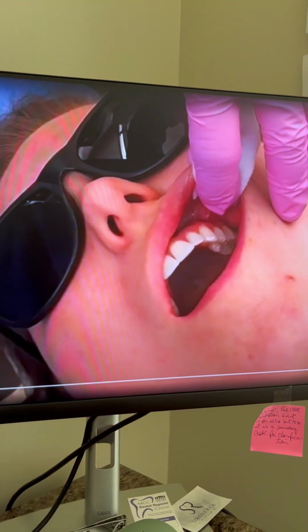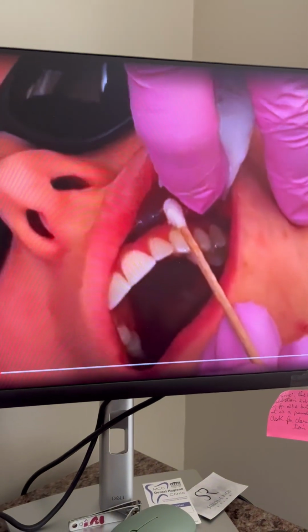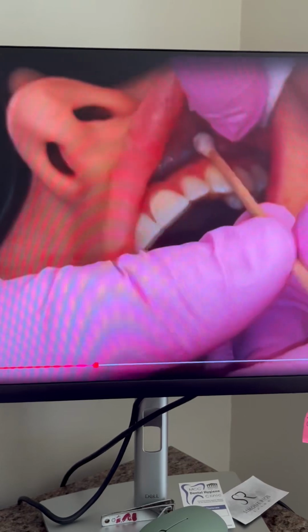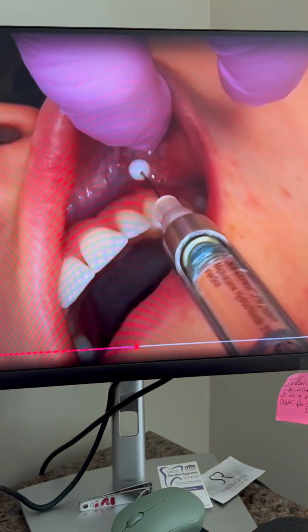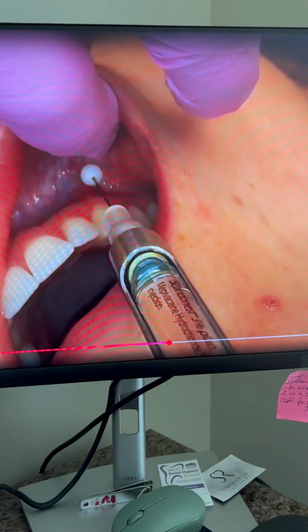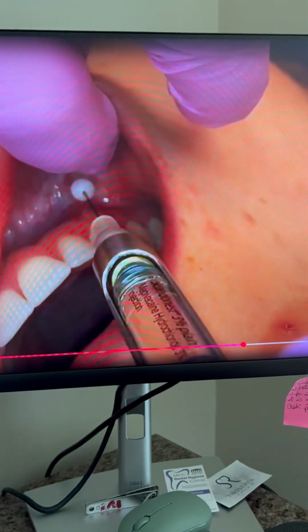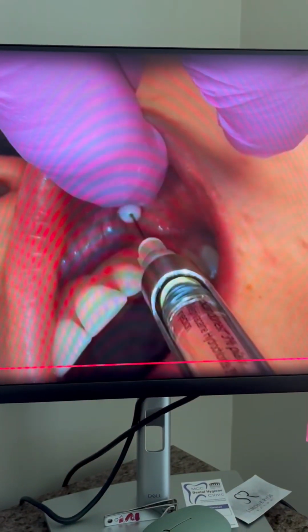When placing topical for an ASA injection, you're going to use the cotton tip applicator, stay parallel to the long axis of the canine, and place it in the height of the mucobuccal fold. For the ASA injection, the goal is to keep the barrel parallel to the long axis of the tooth. You're going to insert into the height of the mucobuccal fold 3 to 4 millimeters and deposit at least half a carpule of anesthetic.